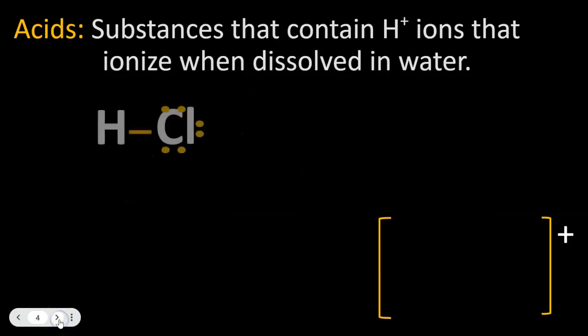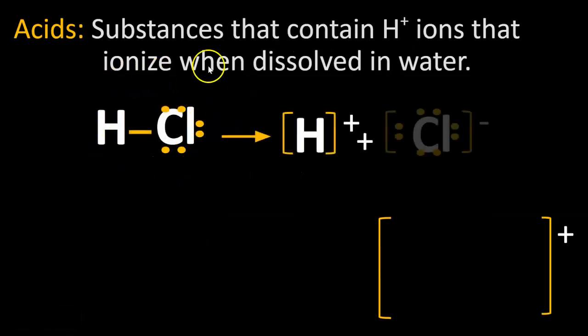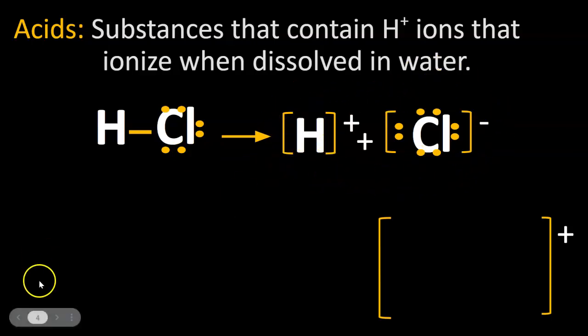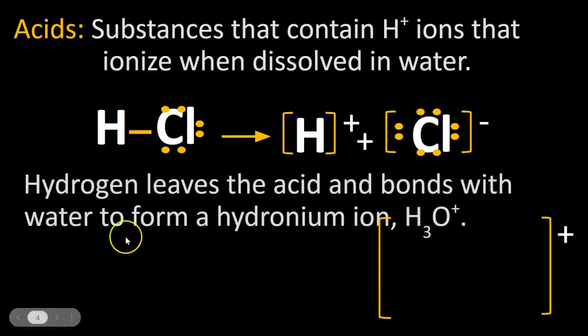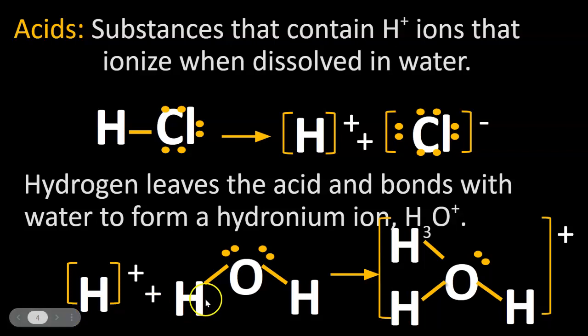So let's take a look at this reaction. Here we have our acid. So this would be hydrochloric acid. It's hydrogen and chlorine bonded. And when it dissolves into water, it will dissociate into that hydrogen cation and that chlorine anion. Okay, so H+ and Cl-. So hydrogen is going to leave the acid and then bond with water to form that hydronium ion. Okay, so we have hydrogen and water. This is water, H2O, there's two H's here. And this is your hydronium ion, excuse me.